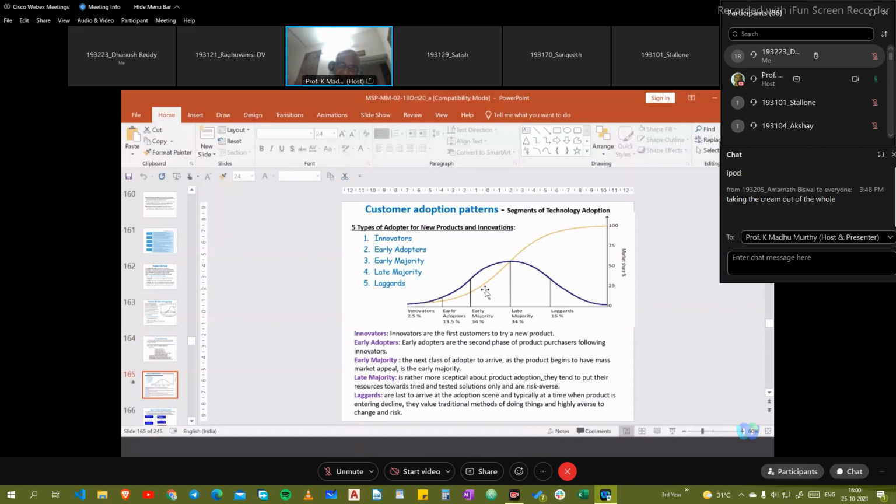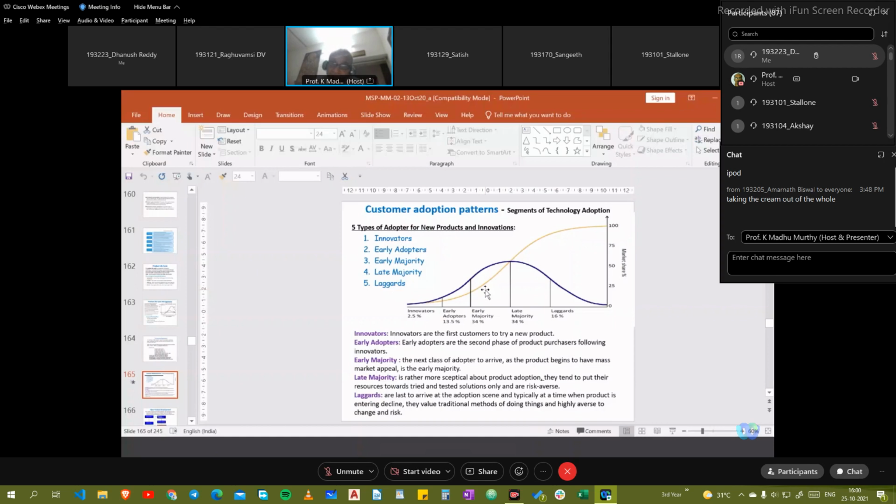Innovators are the first customers who try out a new product. They are educated, they are young, they are not brand loyal. They try out everything that comes in and they take risks without knowing much about the performance of the product. They do not hesitate to buy such things. They will be the first to experiment and try all products that are released into the market.